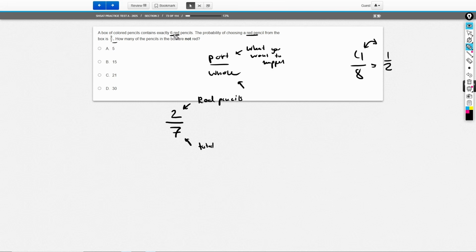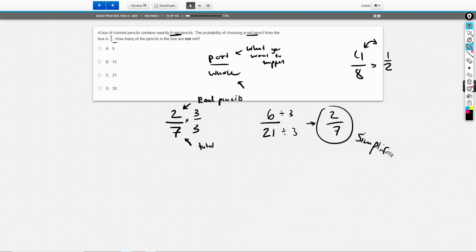So if I originally had 6 red pencils, that means that I have 6 in my numerator. Now, how do I turn 2 into 6? Well, I can just multiply it by 3. Whatever I do to the numerator, I do to the denominator. So this is actually equal to 6 over 21. So there's 21 pencils in total, right? And if I divide both by 3, I can simplify this into 2 over 7. So this is a simplified version of my original fraction. They represent the same value. It's just the numbers were bigger on here.